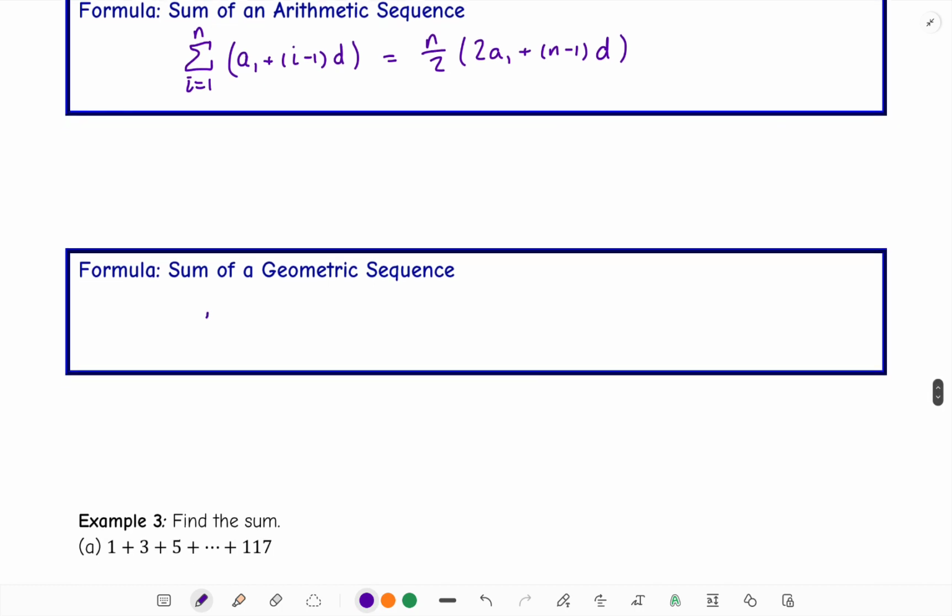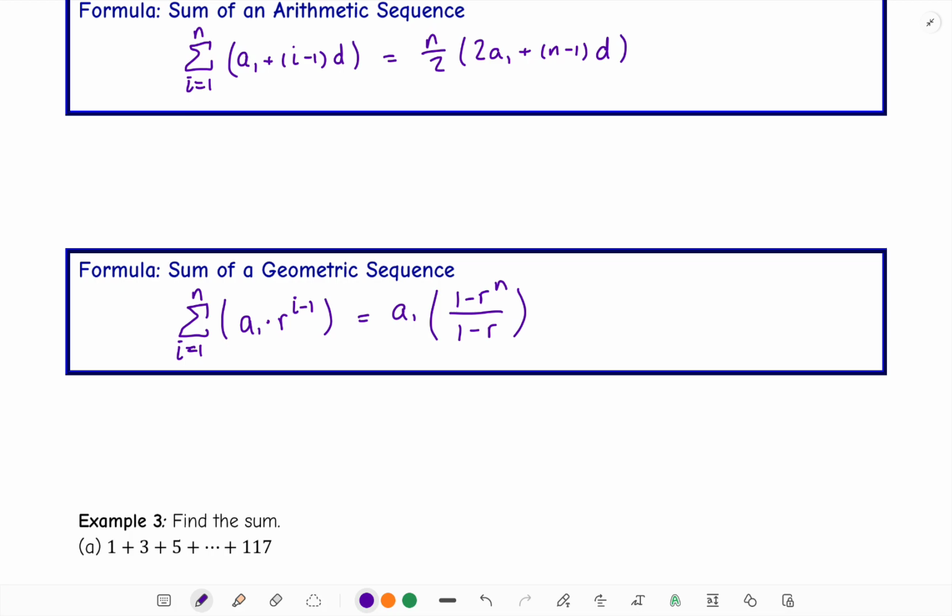And then for the geometric sum, the sum of i equals 1 to n of a1 times r to the i minus 1 is going to equal a1 times 1 minus r to the n over 1 minus r. Now the reason for this is because sometimes you're going to be adding 20 terms together. So you don't want to do what we did in example 1, where you write out all the terms and add them. This is going to be a shortcut method.